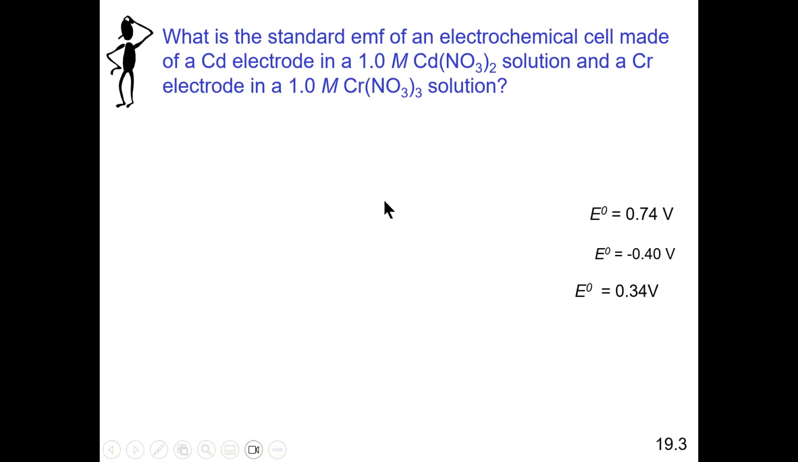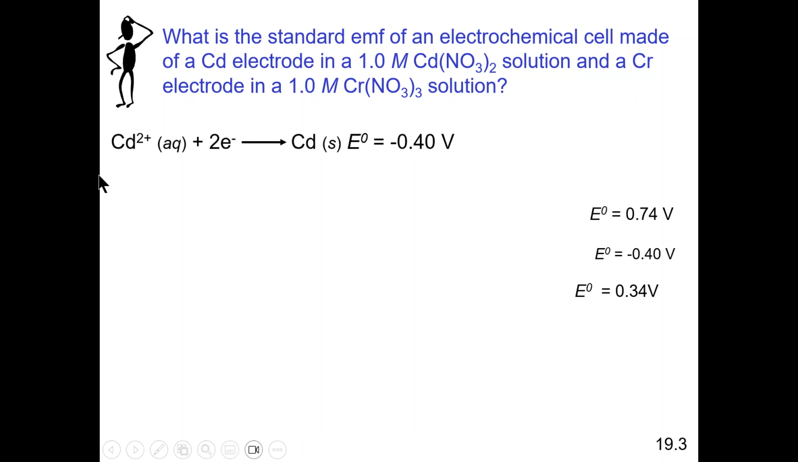Okay, so let's apply what we have just learned to solving this particular problem here, and I think we're going to stop here for this video. So this question says, what is the standard EMF of an electrochemical cell made up of a cadmium electrode in a 1.0 M cadmium nitrate solution and a chromium electrode in a 1.0 M chromium nitrate solution, all right?